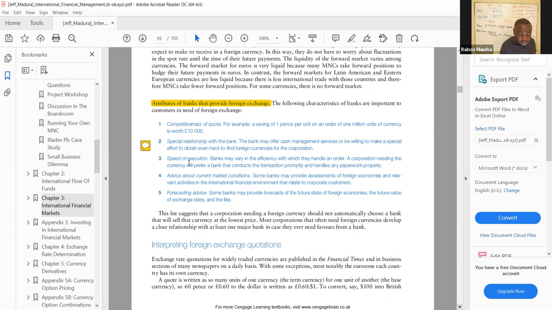They look at the speed of execution. How soon can I get the foreign currency when I need it? They look at the advice about the current market conditions as well, to see if the market conditions currently are favorable for me to be able to buy or sell that currency. And they also look at the forecasting advice to say, what are we expecting to happen in the future when I eventually want to buy or sell that currency?